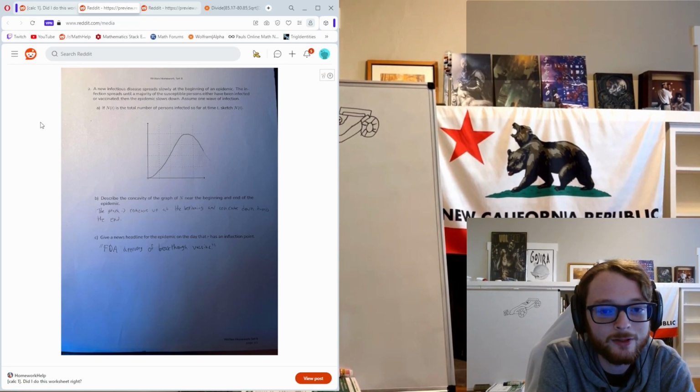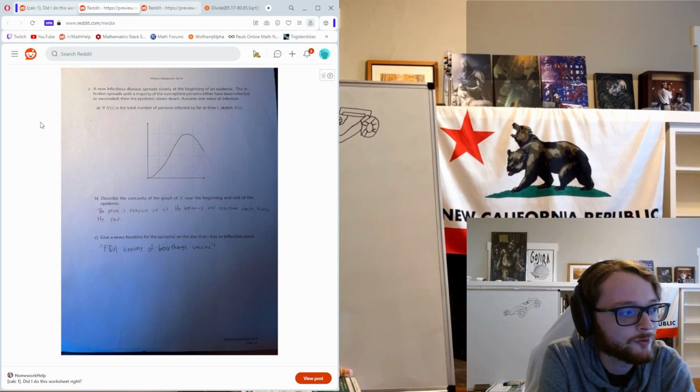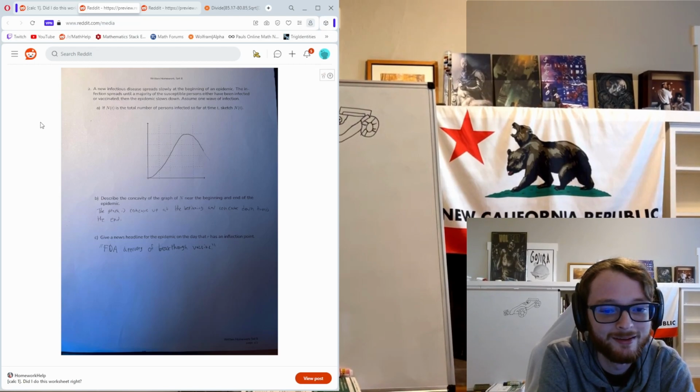Assume one wave of infection. If N of T is the total number of persons infected so far at the time T, sketch N of T. Yeah, I guess that seems okay for a sketch. They're very vague on how it's actually supposed to look, so I didn't get much more particular than this.